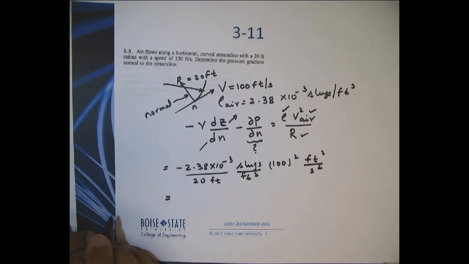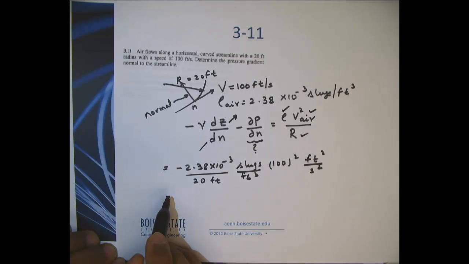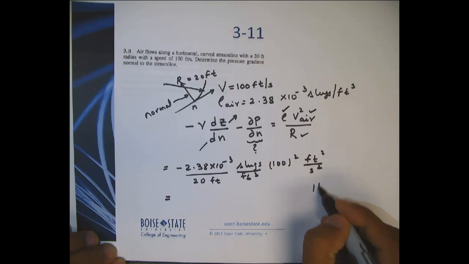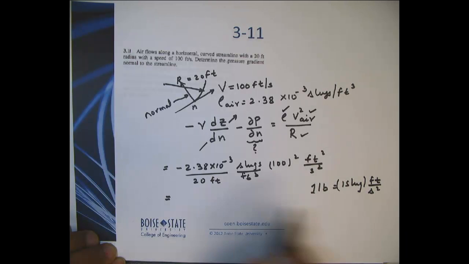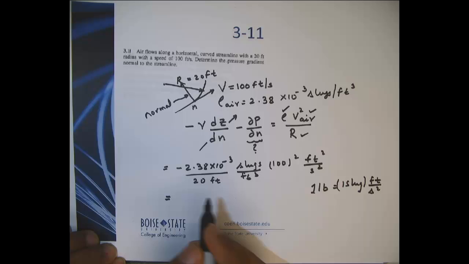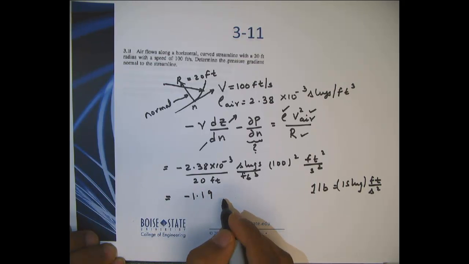You see that we want the gradient of pressure, and pressure we typically represent in pounds per square feet. So we still have a slug here, but there is a relation relating the pound and the slug. 1 pound is 1 slug times feet over second squared. So you can utilize this fact. You can do a little bit of math here where you have to multiply by a feet and a feet. I'll let you explore that. You should end up with negative 1.19 pounds per cubic feet.